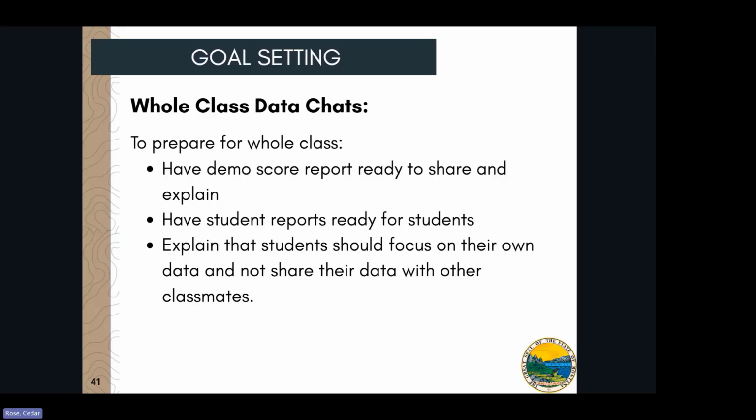Have that ready to explain and walk through, saying, hey, this is what each one of those score reports mean. Your students could each have theirs printed on their desk, but you facilitate and help them walk through what each of those components mean. Then explain that the student should focus on their own data and not share data with their classmates. As a former 6th grade teacher, I know as soon as we handed out any sort of metric, the comparisons start, but really make that goal setting individual.